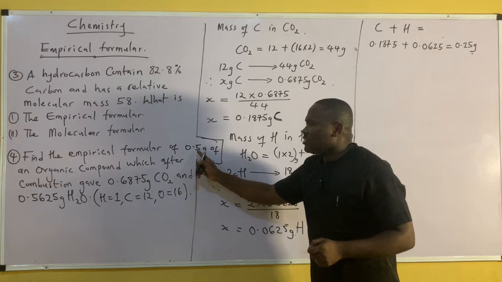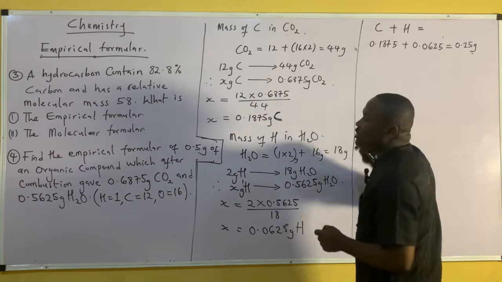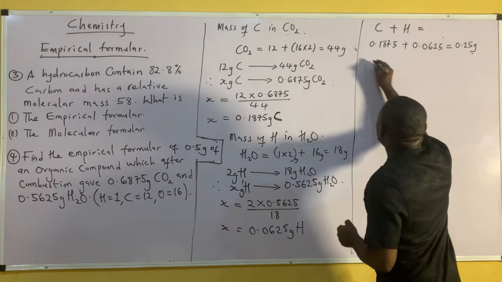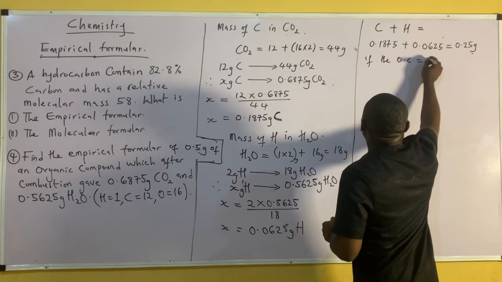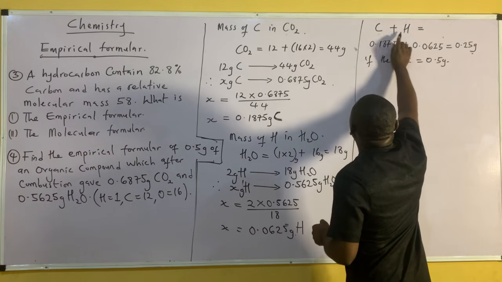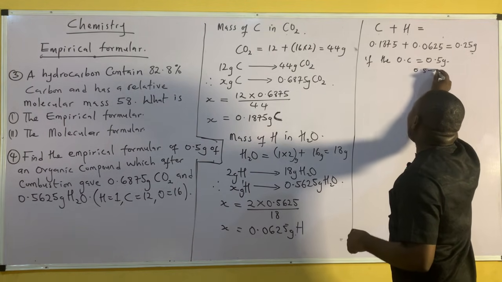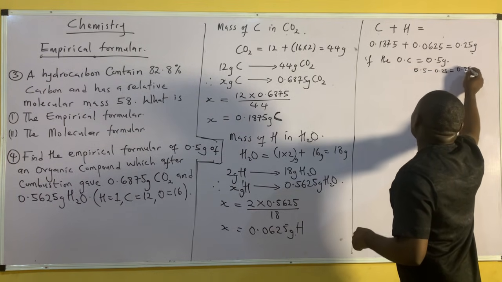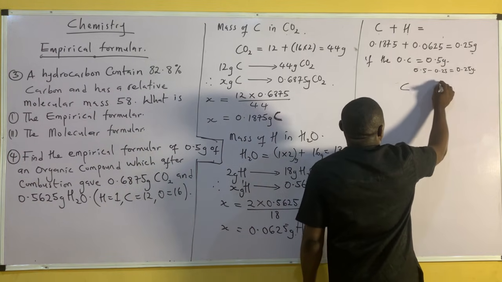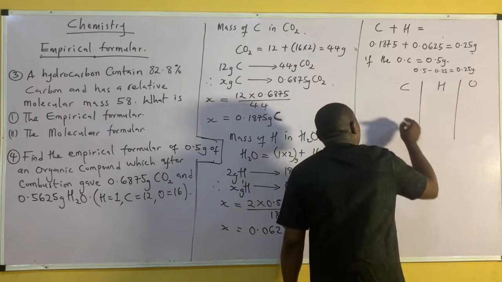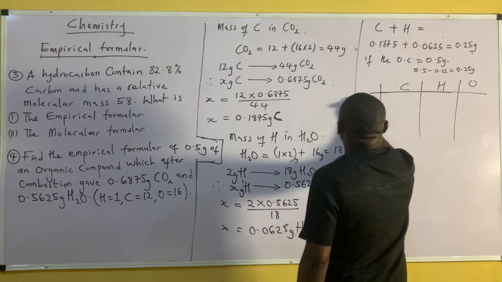That means that there is an extra element in this organic compound that is unknown to us. So there is another element, which is oxygen, in the organic compound. If the organic compound equals 0.5, and the mass of carbon and hydrogen is 0.25, the mass of the oxygen will be 0.5 minus 0.25, which will be 0.25 grams. So our compound has carbon, hydrogen, and oxygen. These are the three elements in the compound.